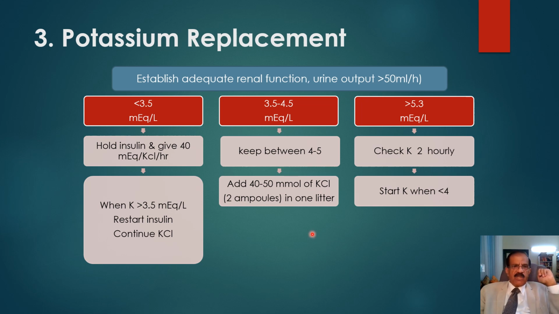The only person who may not need potassium is the person who has developed renal shutdown as a result of diabetic ketoacidosis. So you have to be very careful. So that is why first establish that there is sufficient urine output.